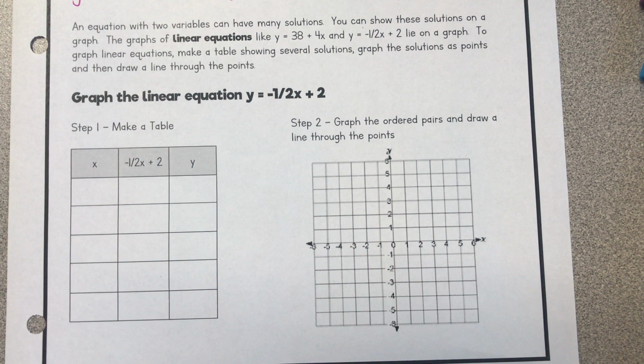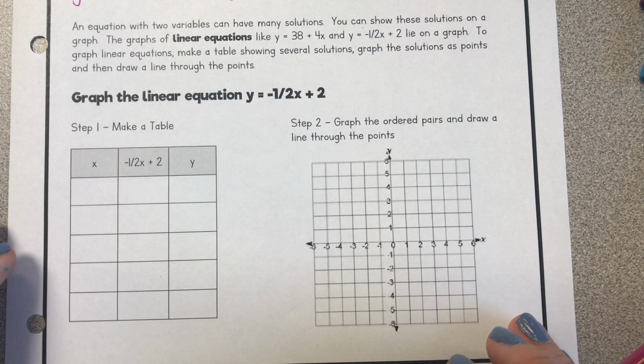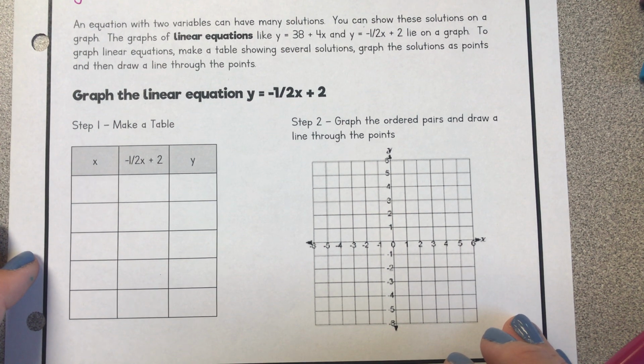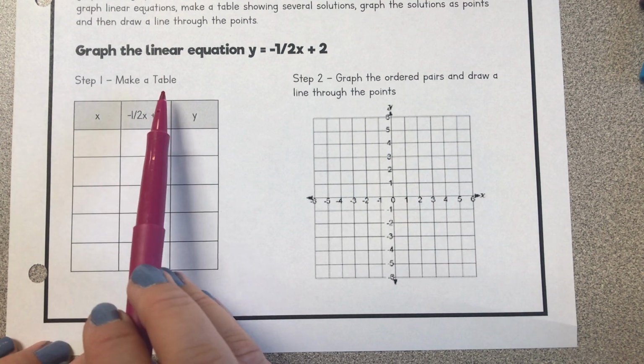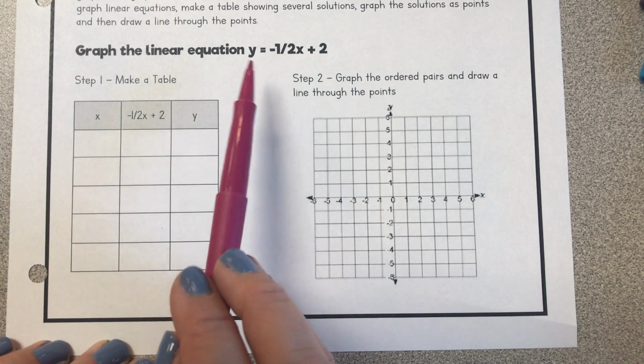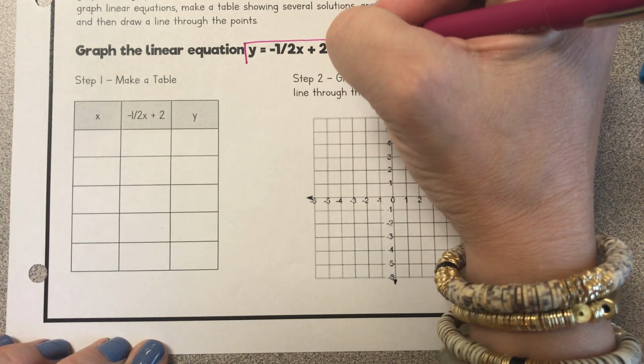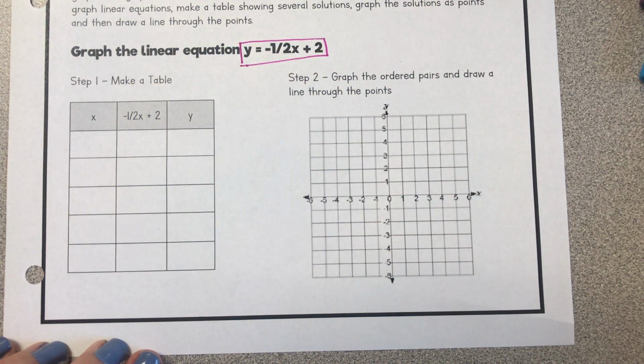And to graph linear equations, we're going to start by making a table showing several solutions. We're going to graph those solutions as points and then draw a line through the points. Okay, so step 1. Here's our table. Okay, we're going to try to graph y equals negative 1/2 of x plus 2. So you get to pick the x values.